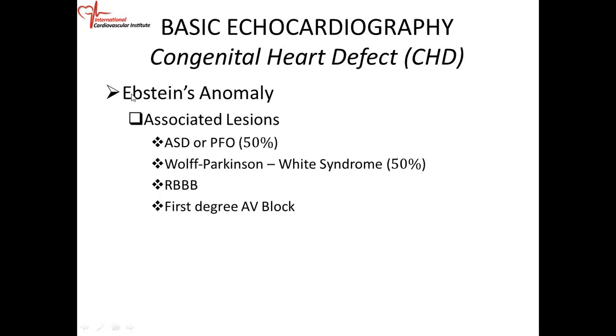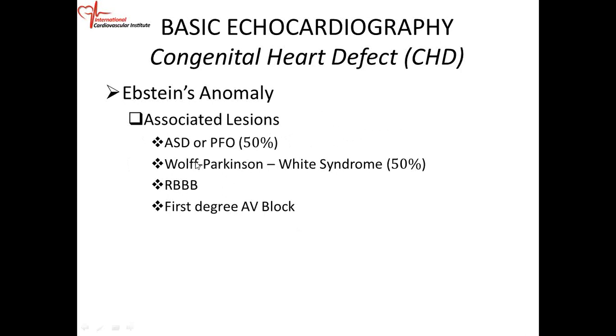So the associated lesions. When you have Ebstein anomaly, there are certain things that usually go along with it. Congenital heart disease tends to involve not just one lesion, you will have multiple lesions. With Ebstein anomaly, in about 50% of the cases, you'll have an ASD or a PFO.